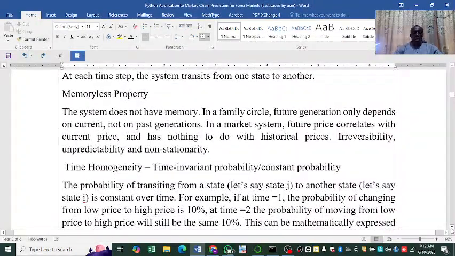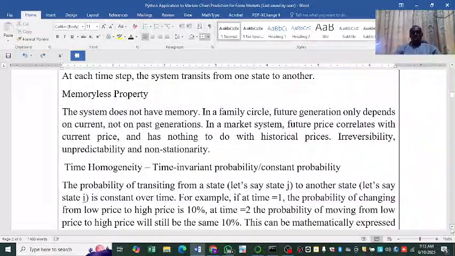It does not depend on the past event. The future event only depends on the current. We cannot predict the future from the past, but we can predict the future from the current. That is what it means.